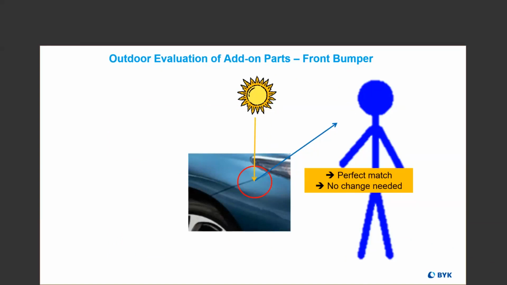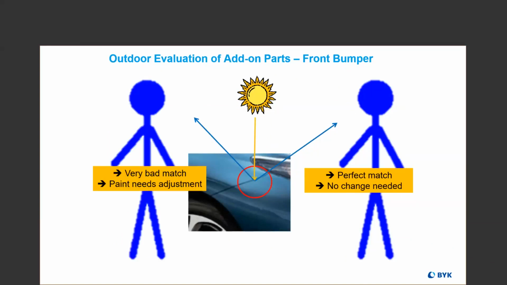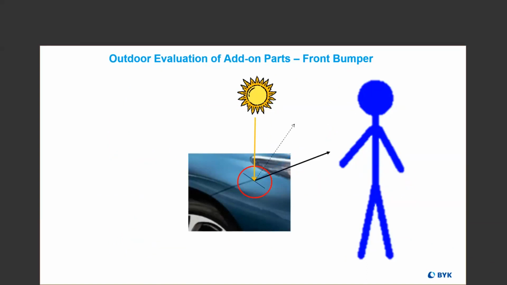And this observer is saying, this is a great match. We don't need to do anything. This is perfect. Then we have an observer on the opposite side. This observer is saying it's a bad match and we need to adjust this paint. So what's happening? Why are these two observers seeing different things? Well, of course, it's because their viewing angles are different.